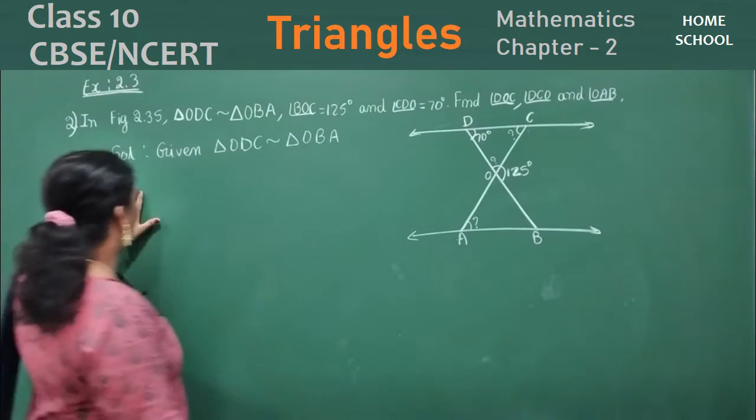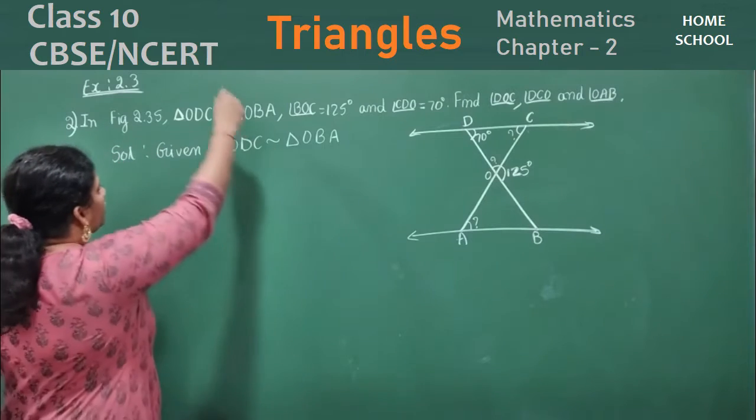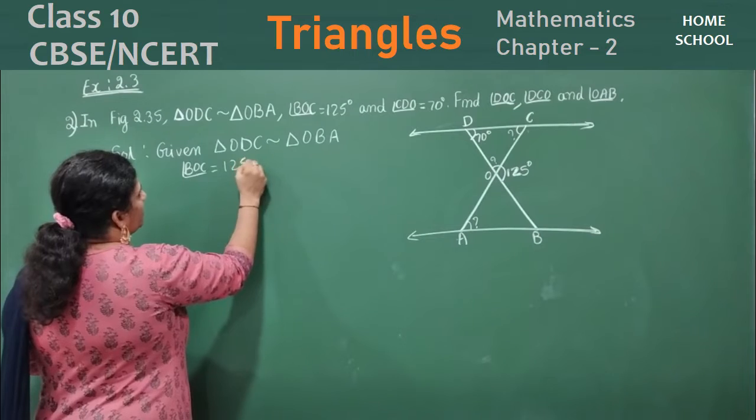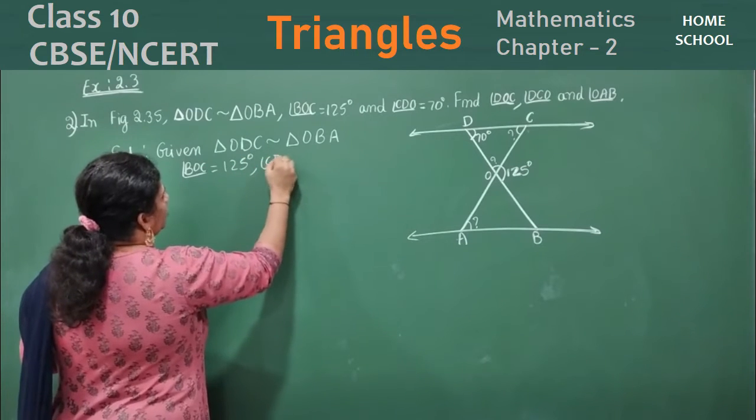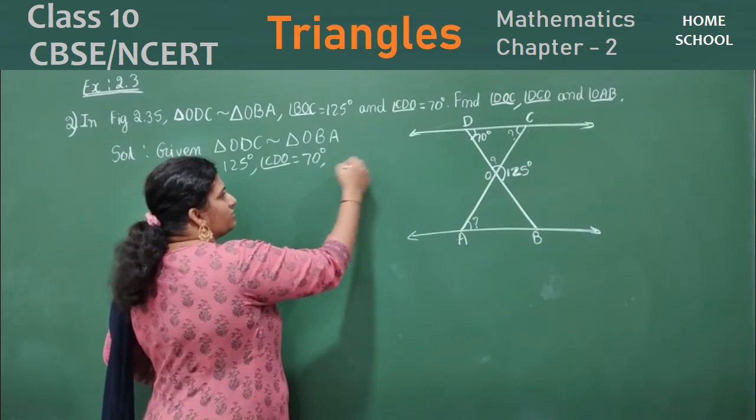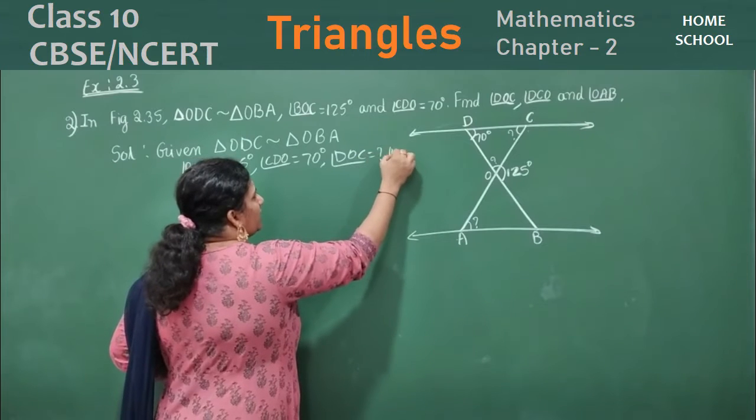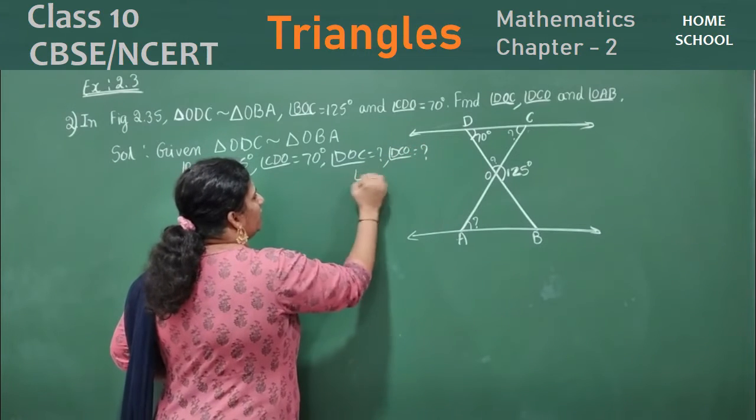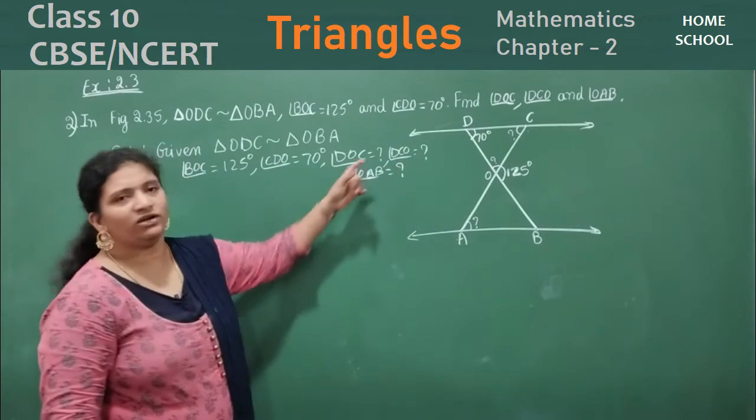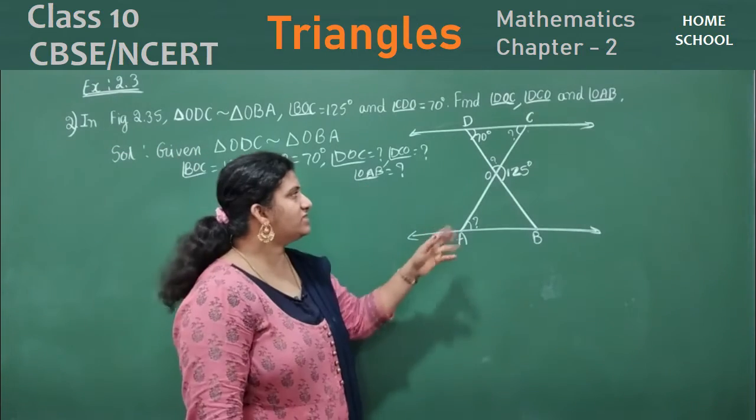Solution: given triangle ODC is similar to triangle OBA. And then what are you going to write here? Angle BOC is equal to 125 degrees. Angle CDO is equal to 70 degrees. Given. What you need to calculate, those angles also you write here. Angle DOC is equal to question mark. Angle DCO is equal to question mark. Angle OAB is equal to question mark. What you need to calculate and what they have given. So first, how to start this problem?